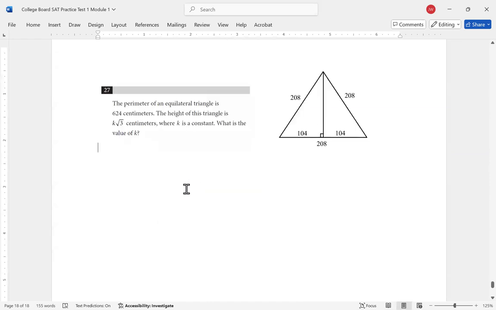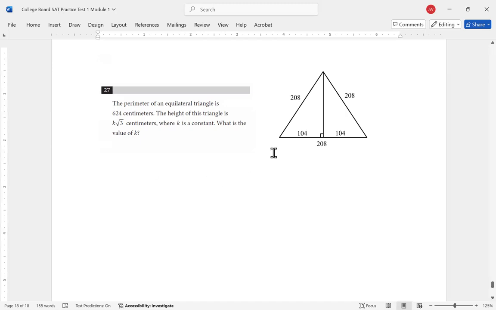Now, lastly, we're going to do number 27. 27 does not have this picture provided. I've already made this picture. I'll talk about how I get this picture in just a moment. But 27 says the perimeter of an equilateral triangle is 624 centimeters. The height of this triangle is k times root 3 centimeters, where k is a constant. What is the value of k?